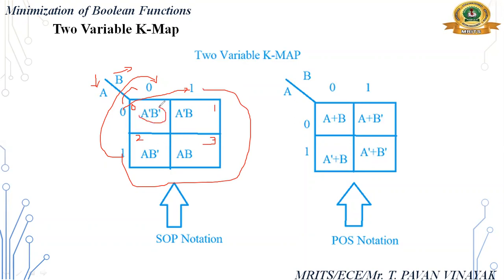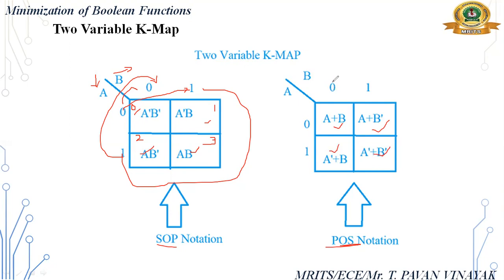These are indexes. 0th index, first index, second index, third index. Means this cell belongs to 0th index. This cell belongs to first index. This cell belongs to second index. This cell belongs to third index. Right? Okay. Next, if I am using SOP, this is min term 0, min term 1, min term 2, min term 3. If I am using POS, this is max term 0, max term 1, max term 2, max term 3.